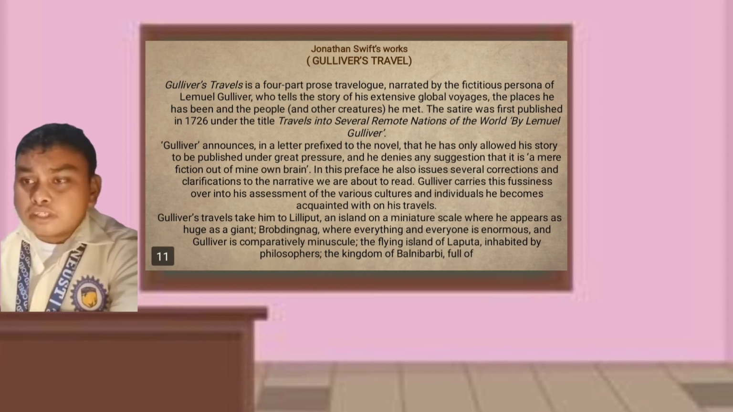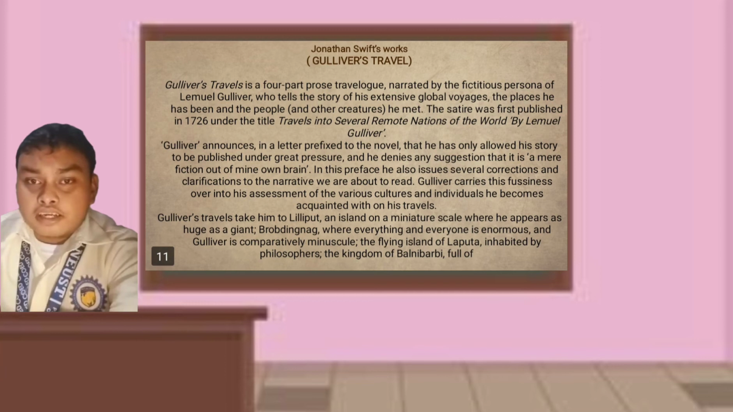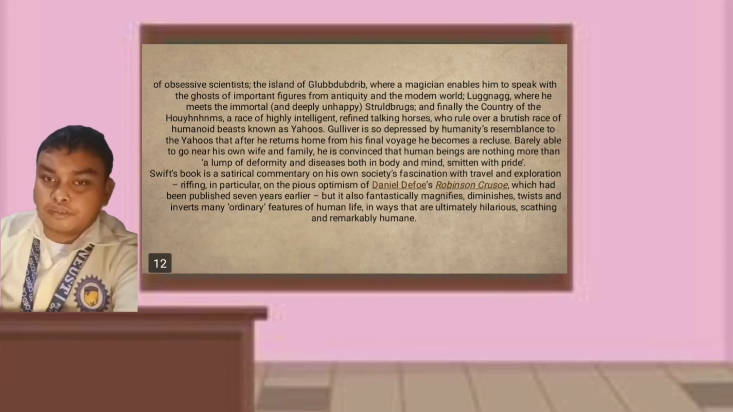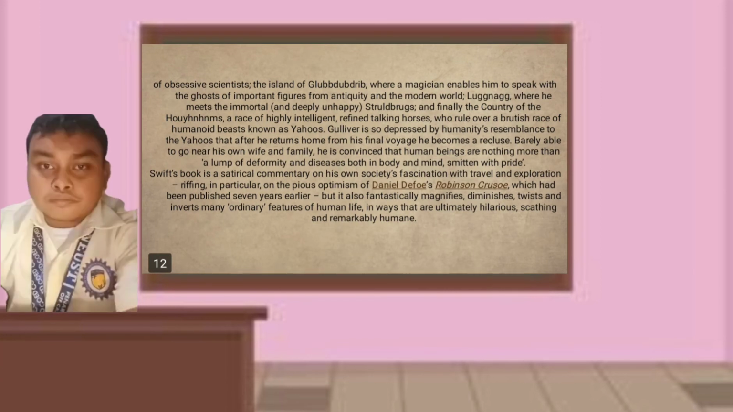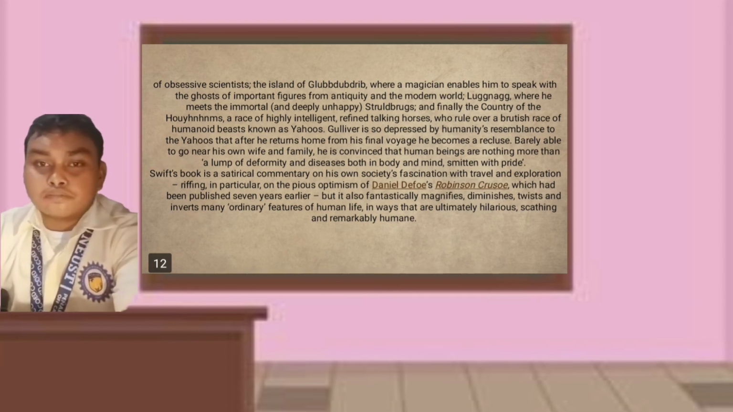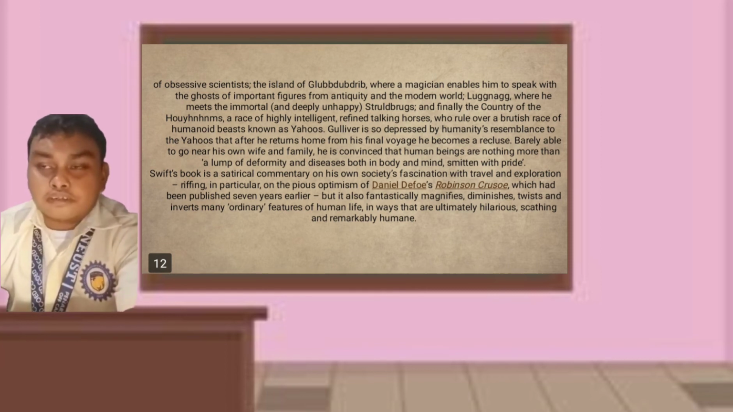Gulliver's travels take him to Lilliput, an island on a miniature scale where he appears a huge, comparatively minuscule. The flying island of Laputa, inhabited by philosophers, the kingdom of Balnibarbi of obsessive scientists, the island of Glubbdubdrib, where a magician enables him to speak with the ghosts of important figures from antiquity and the modern world, and Luggnagg, where he meets the immortal and deeply unhappy Struldbrugs.